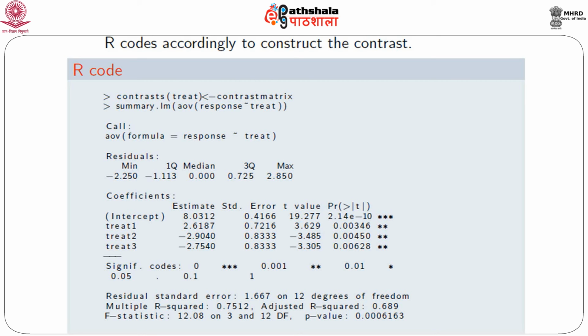I will draw your attention once more to the intercept row. Notice that it is written as 2.14 e minus 10. This means it is 2.14 times 10 to the power minus 10. So, it is very, very small, almost equal to 0.